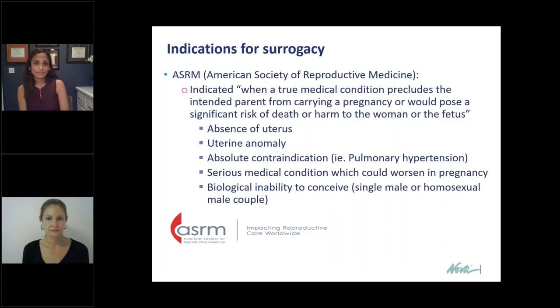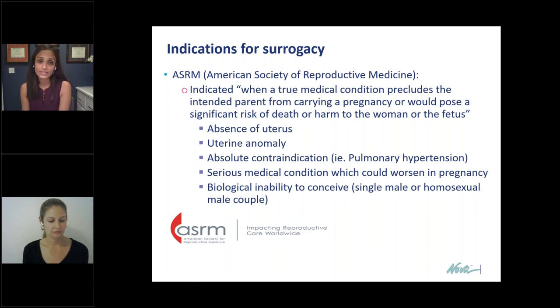So now I'd like to briefly go over indications for surrogacy. And the American Society of Reproductive Medicine states that a surrogate is indicated when a true medical condition precludes the intended parent from carrying a pregnancy or would pose a significant risk of death or harm to the woman or the fetus. So some examples of this are the absence of a uterus, a congenital uterine anomaly, or even an acquired uterine anomaly, such as I mentioned before, Asherman syndrome or scarring of the uterus.